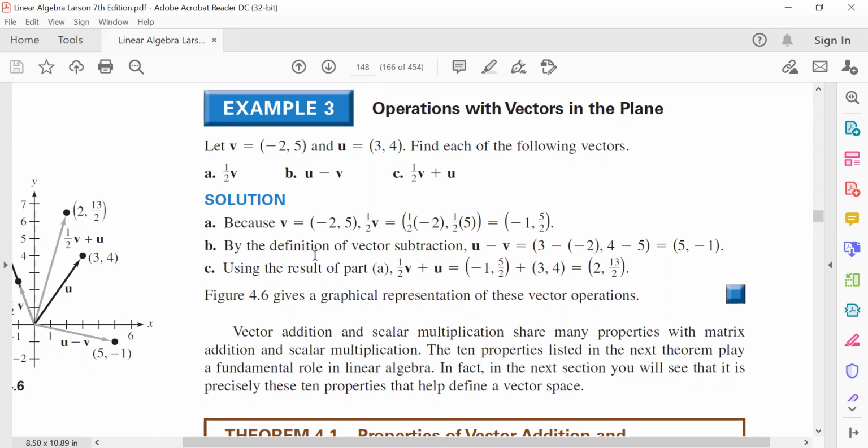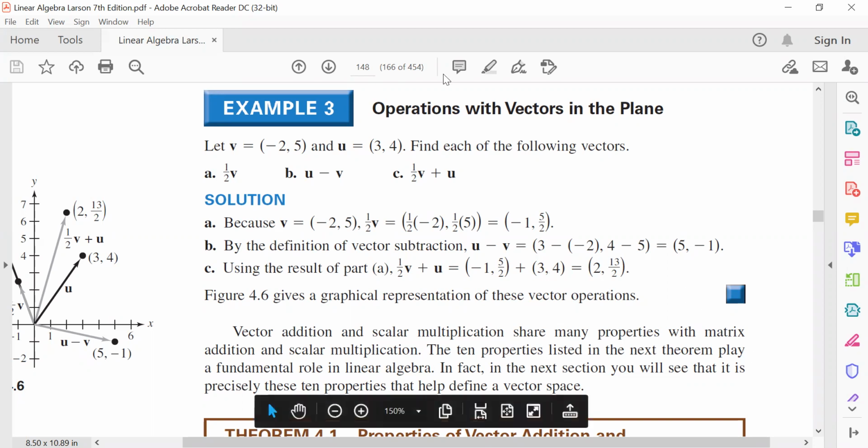Anyway, for the next one, subtraction means I'm adding the negative. So this is going to be 3 minus -2 and 4 minus 5. See what I'm doing there? And I get 5, -1. And finally, 1/2 v plus u. Well, this is cool. I already know from part A what 1/2 v is. And I know what u is because that's given. And I add them up. -1 plus 3 is 2. And 5/2 plus 4 is 13/2.